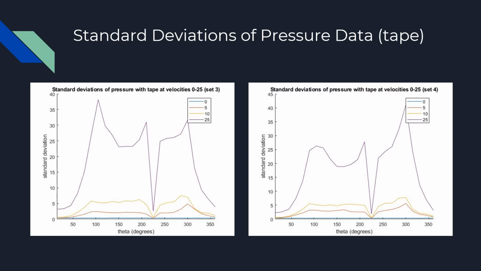Here are the standard deviation plots for the tape experiments. The biggest difference to notice here is that the standard deviations for 5 and 10 meters per second were lower here than for the no tape experiment.